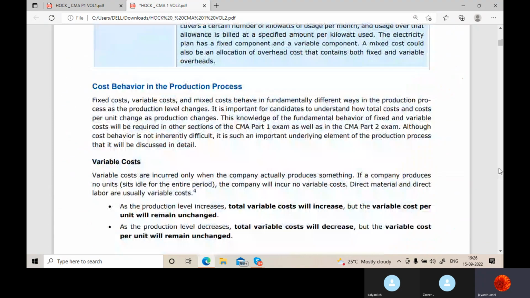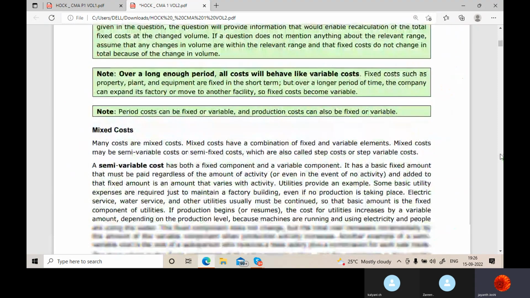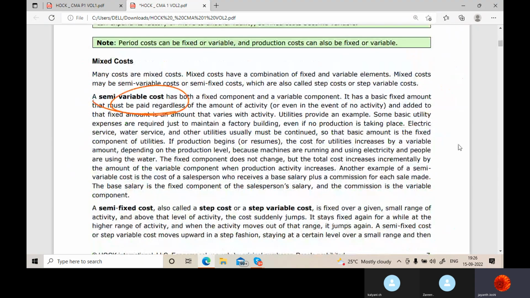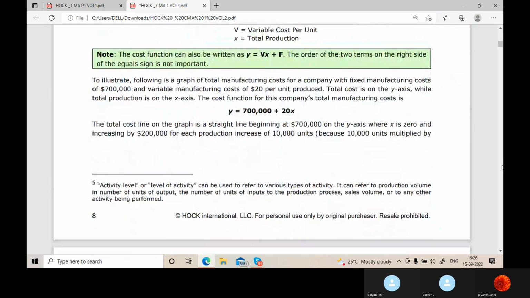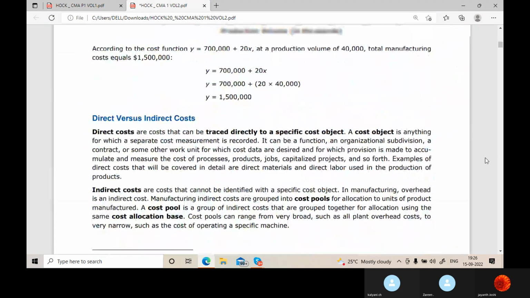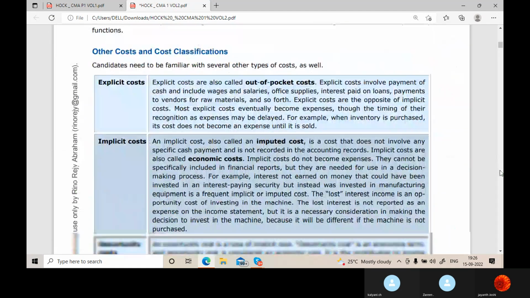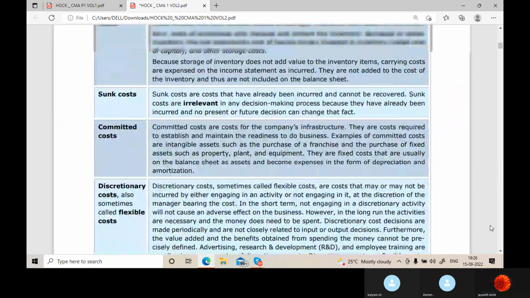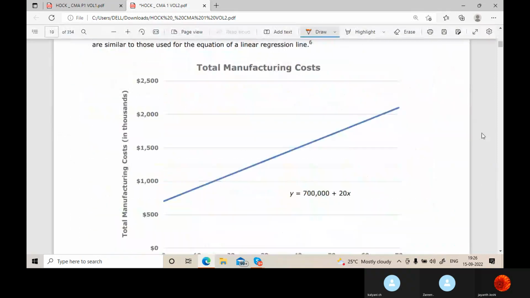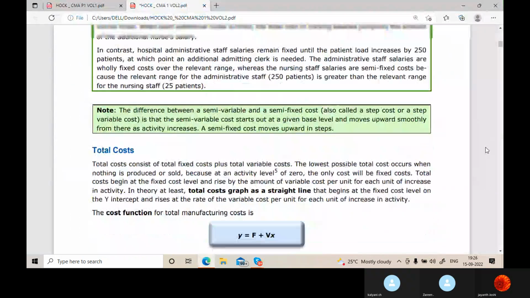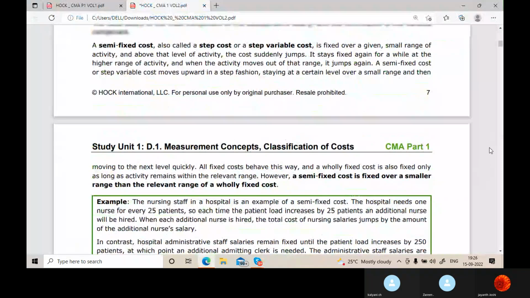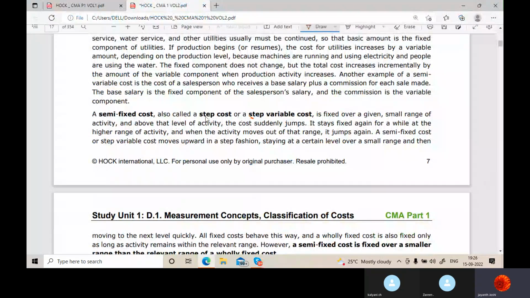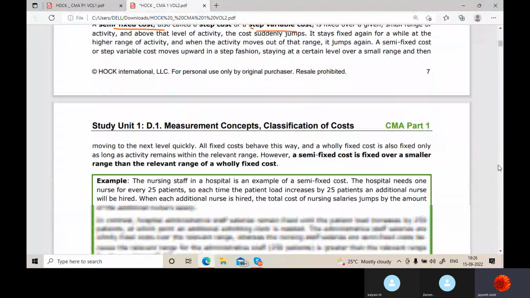So this also I've explained. You can go through that. I've given the properties also. You can go through that. It's also called a semi-variable cost. Okay. So semi-variable cost, again, it can be semi-fixed or semi-variable.